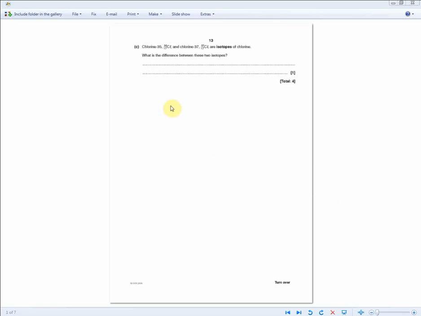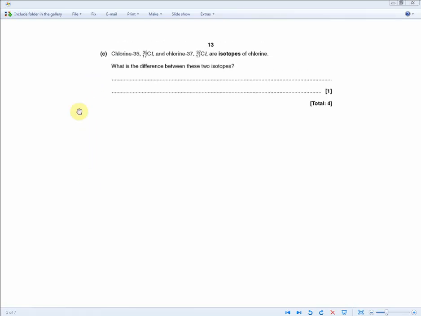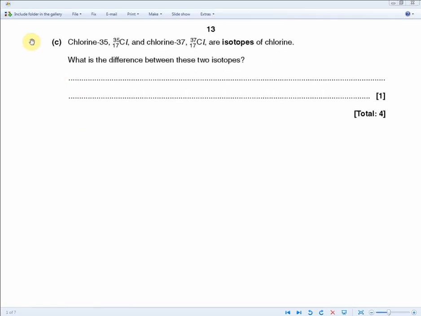So the next question is a nice easy one mark question. So if we zoom in, we'll begin. It reads, chlorine 35 and chlorine 37 are isotopes of chlorine. What is the difference between these two isotopes? Well, the first thing you need to identify is what is an isotope.